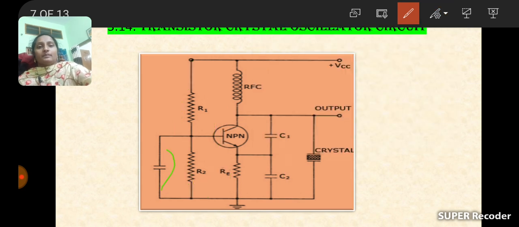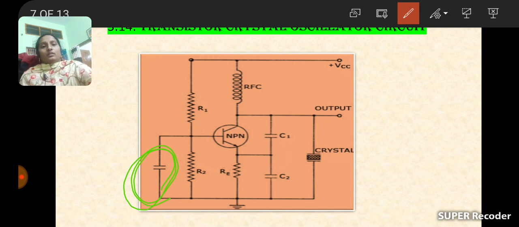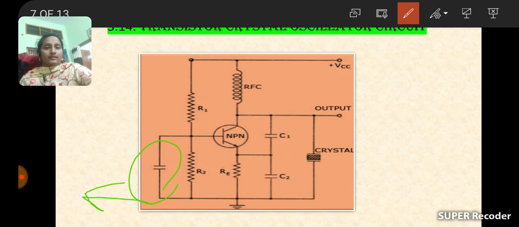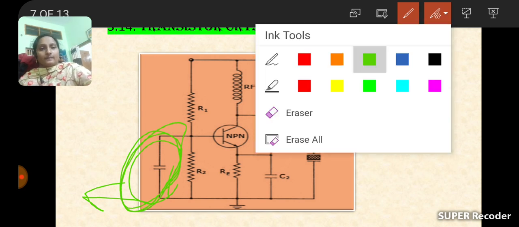And here the input capacitor Cin is used to connect the feedback voltage back to the base of the transistor or amplifier circuit. Why are we unable to connect it directly? Because it allows the pure AC signal and blocks the unwanted DC signal. For that purpose it is mainly used. That's why it is also called a blocking capacitor.